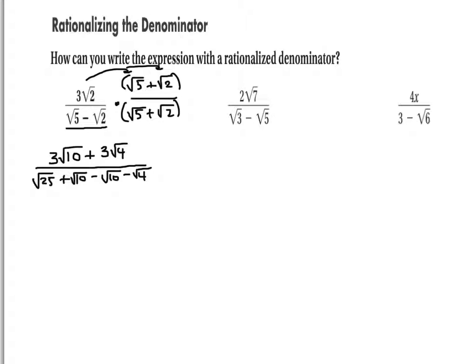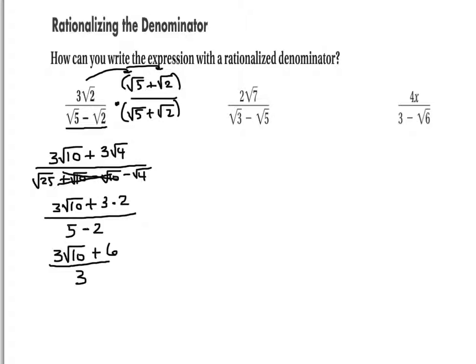Now when I simplify, I've got 3 square root 10 plus. The square root of 4 is 2, so essentially this is just 3 times 2. That root goes away. Notice again, on the denominator, my middle terms are going to go away. The square root of 25 is 5. The square root of 4 is 2. So now I can simplify again. 3 square root 10 plus 6, 3 times 2 is 6, all over 3.